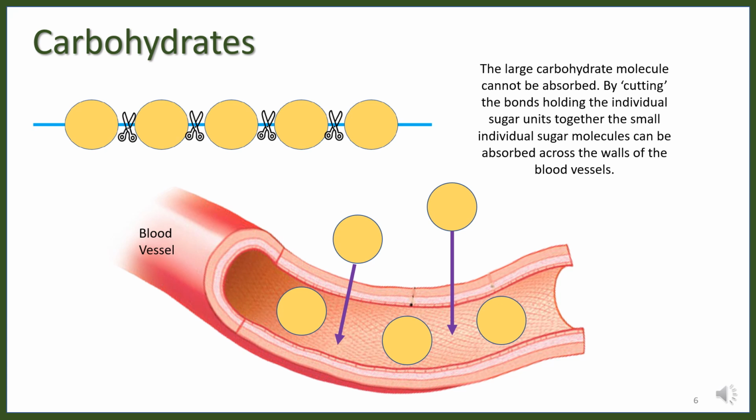We need to be able to do that because obviously we need the sugar for respiration. We need it in every single cell of our body. We carry it around our body in our blood vessels. So it needs to be small enough to be dissolved into the plasma.